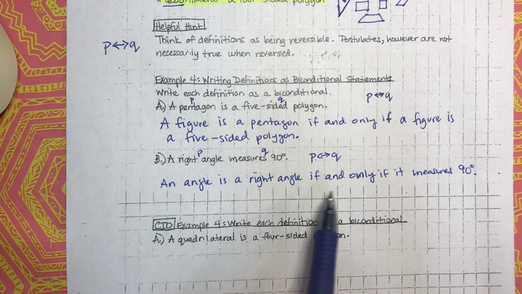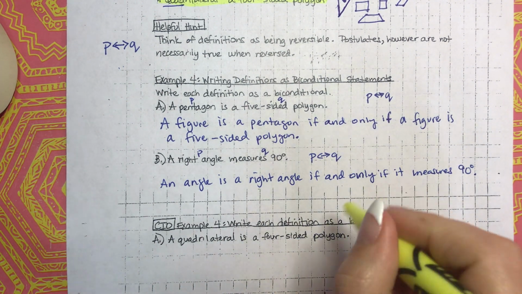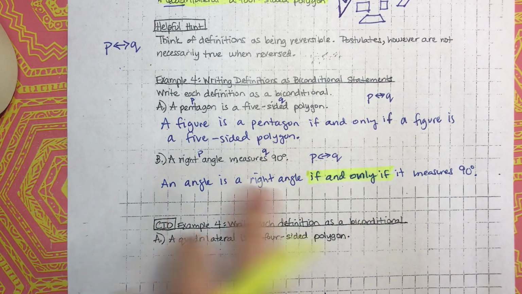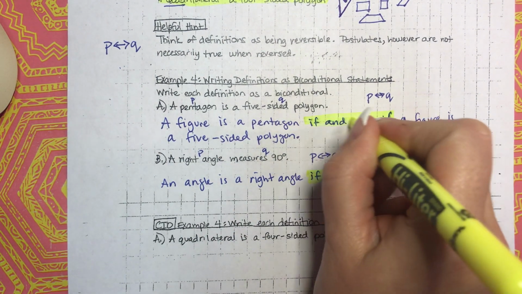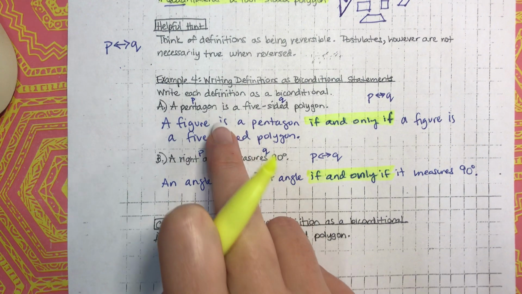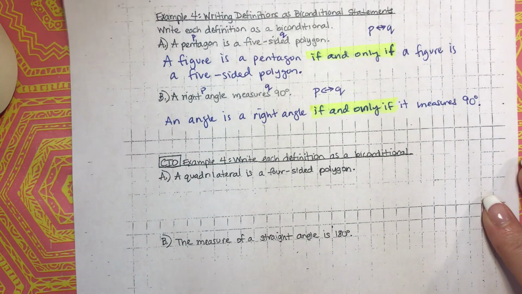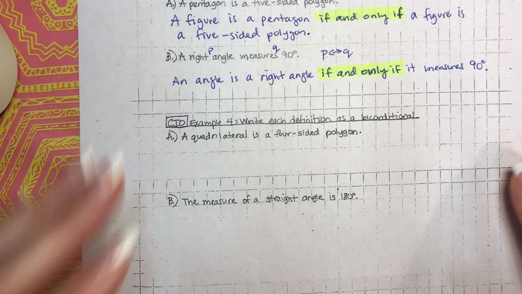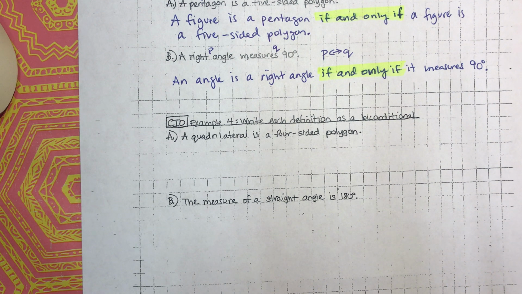Notice that these are our key words right here, if and only if. So when you're doing a biconditional, you're not putting that "if" and "then," so don't do that, right? These are the keywords, if and only if, and you put it in the middle, and it separates the hypothesis from the conclusion. Okay, so let's go here to check it out. Example 4 says write each definition as a biconditional. So we have a quadrilateral is a 4-sided polygon.